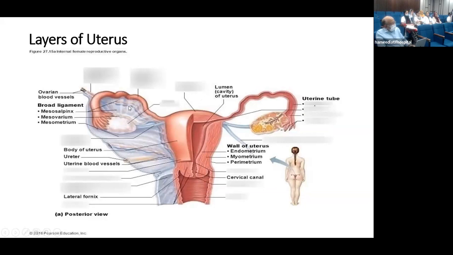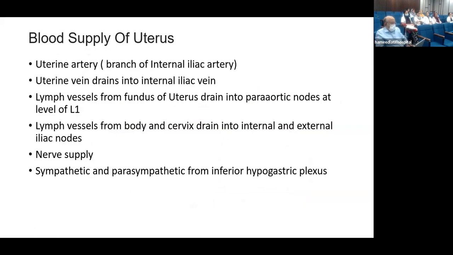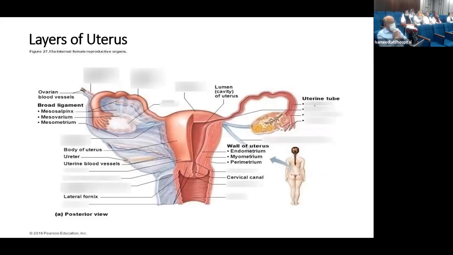I will also tell the relations of the uterus here. The uterus is related anteriorly to the uterovesical pouch and the superior surface of the bladder, and posteriorly the body of the uterus is related to the pouch of Douglas. Laterally, the body of the uterus is related to the broad ligament of the uterus and the uterine artery and vein. The supravaginal cervix is related to the ureter as it passes forward to enter the bladder, and the vaginal cervix is related to the lateral fornix of the vagina.